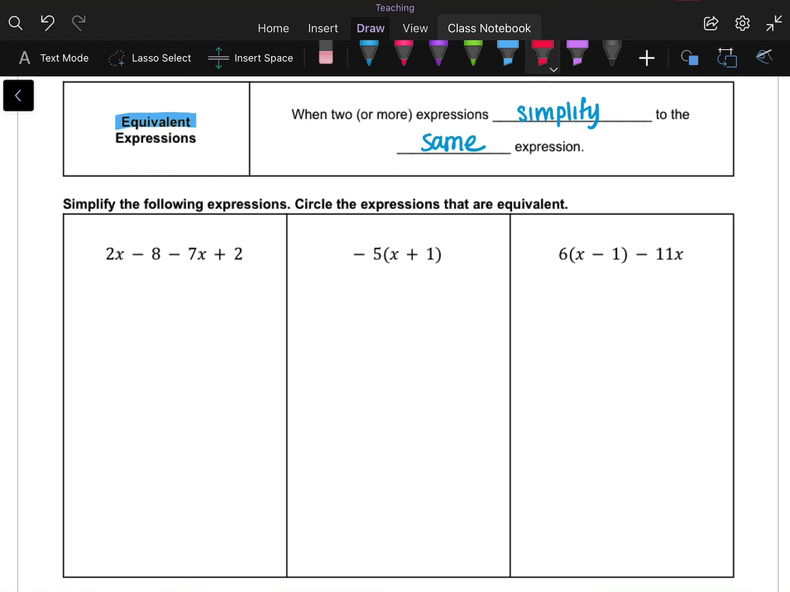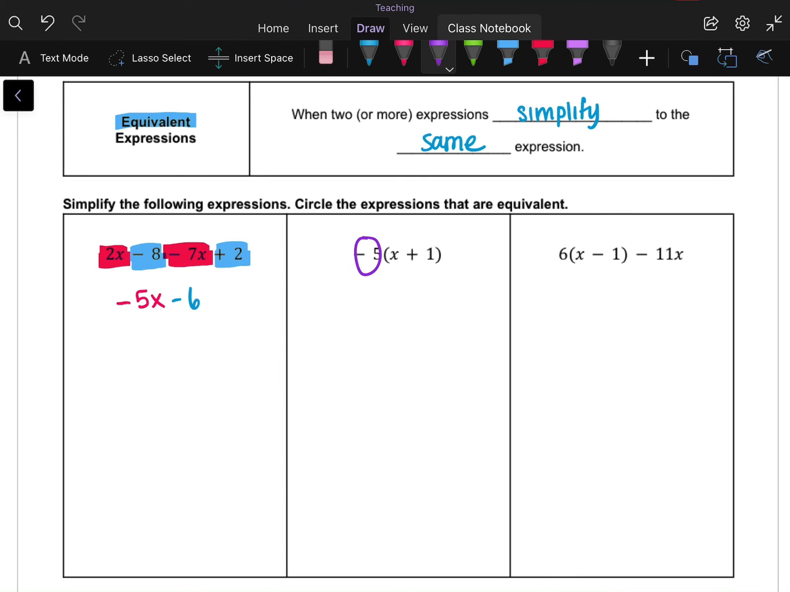Alright, so in this first one here, we don't have anything to distribute, so we're just going to combine like terms. I have 2x minus 7x. That's going to simplify, or combine, to negative 5x. And then our other like terms are negative 8 and positive 2. So negative 8 plus 2 gives us negative 6.